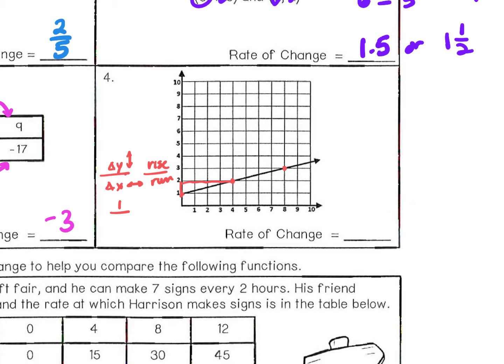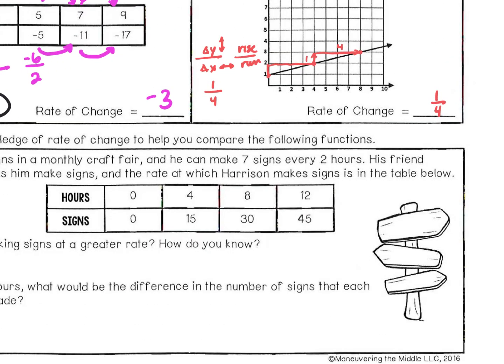So we now have 1 over 4. And we should consistently get this. Rise is 1. Yep, it's positive because it went up. And run is 4. It's positive because it went to the right. So positive 1, positive 4, but we write the 1 first. So the rate of change for this one is 1/4, or 1 over 4. So now let's move on.